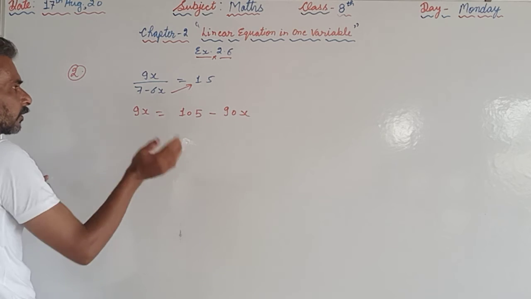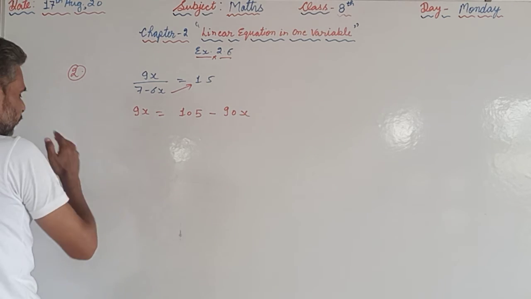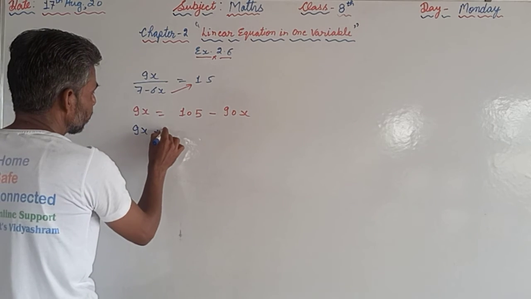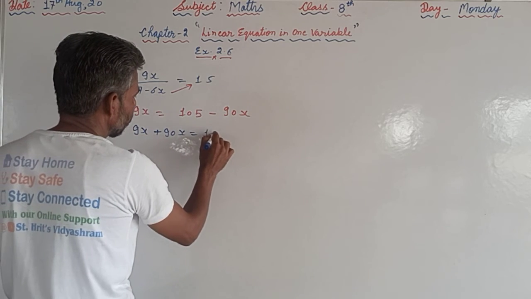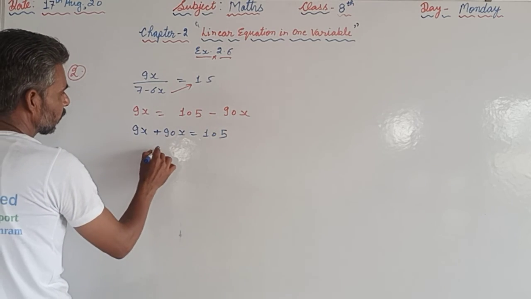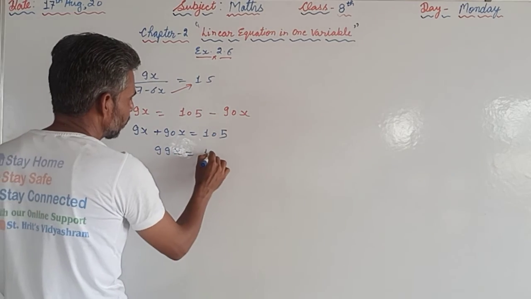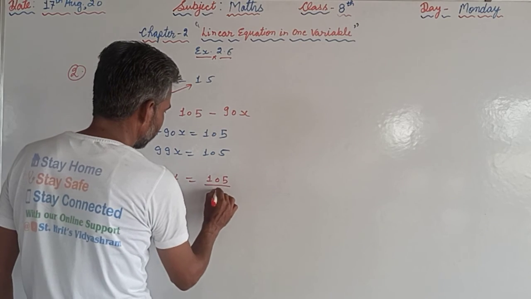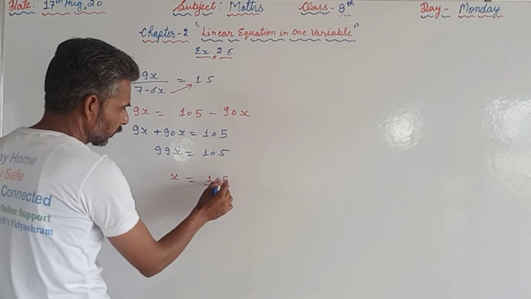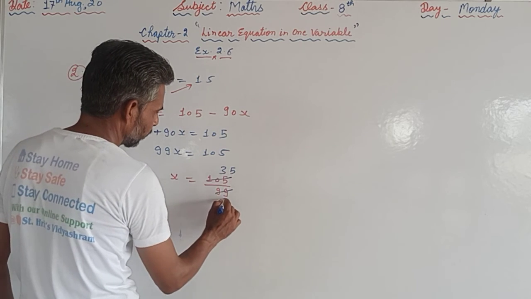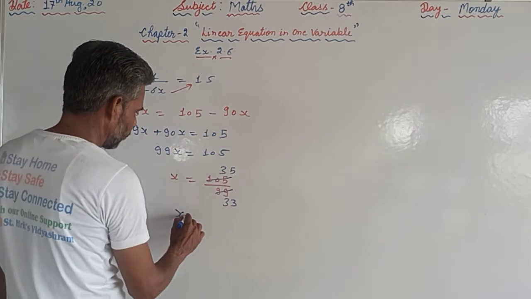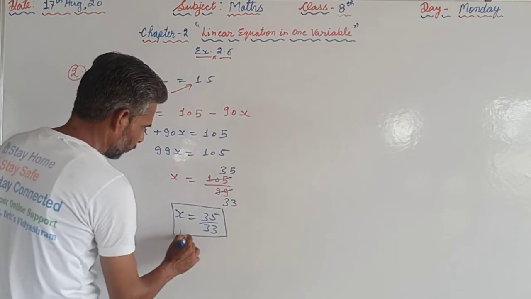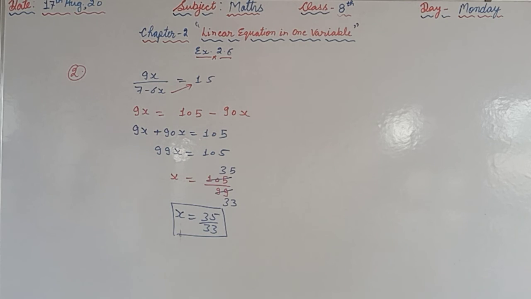Now we are supposed to collect the terms including the variable on the left hand side, that is 9x, this is minus 90x, so it will become plus 90x is equals to 105. So 90 plus 9, 99x is equals to 105. Afterwards x will be 105 upon 99. We can cancel out by 3, 3 3s are 9, 3 5s are 15. So x will be equals to 35 upon 33.